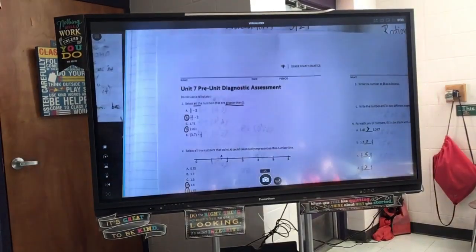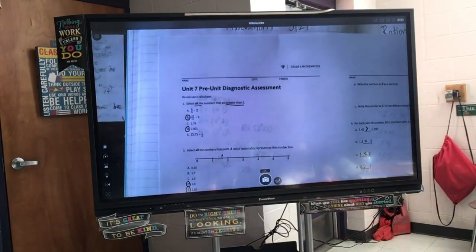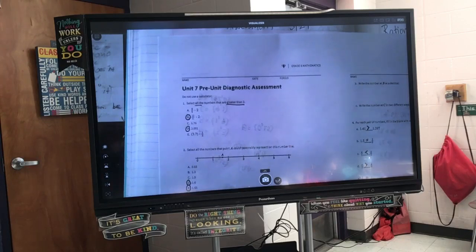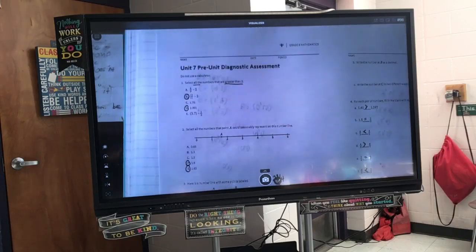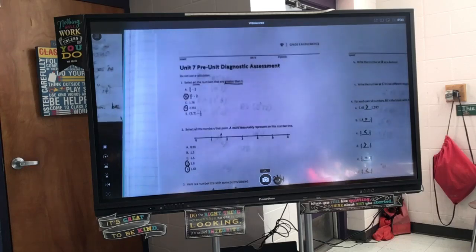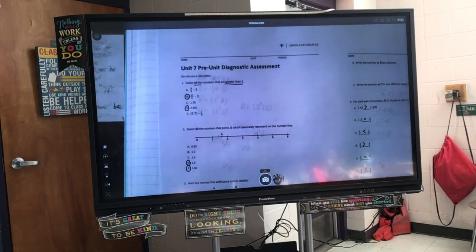Unit 7 is probably one of the easier units that we're going to be covering, and it is a very short unit. Looking at number 1, it says select all the numbers that are greater than 2. If you did the math, you would figure out that it was B and D. If you get it right, leave it alone. If you get it wrong, just put an X on it and circle the correct answer with your color.